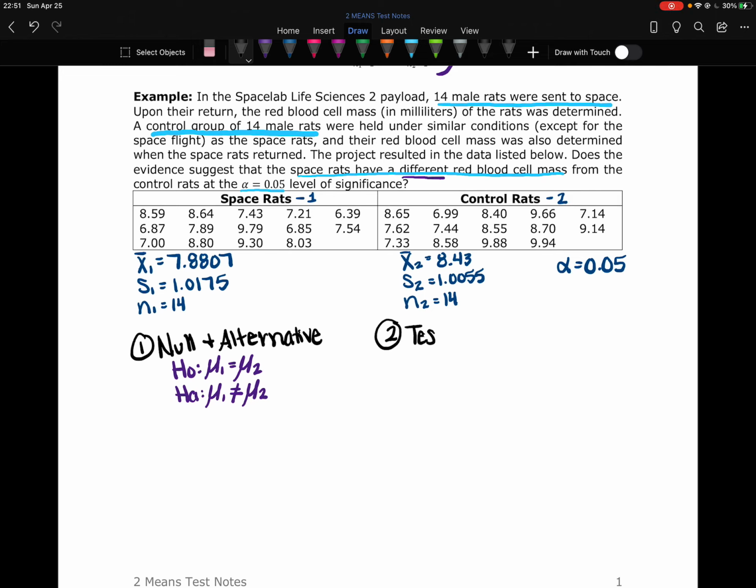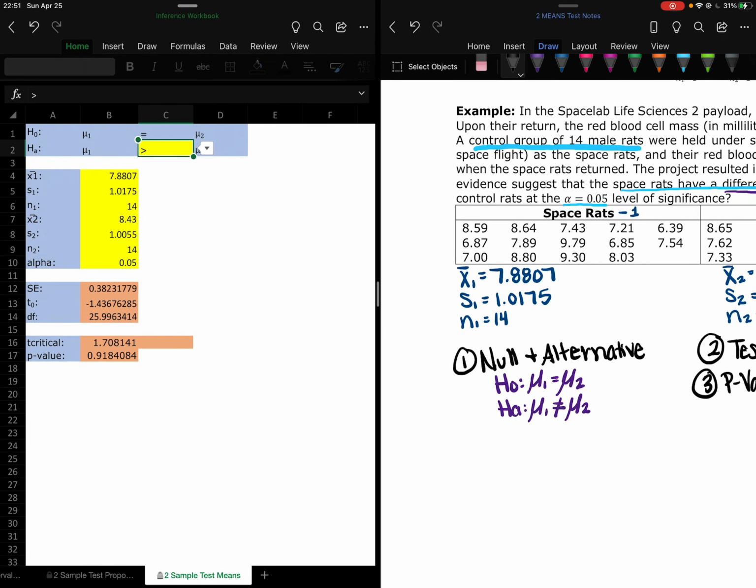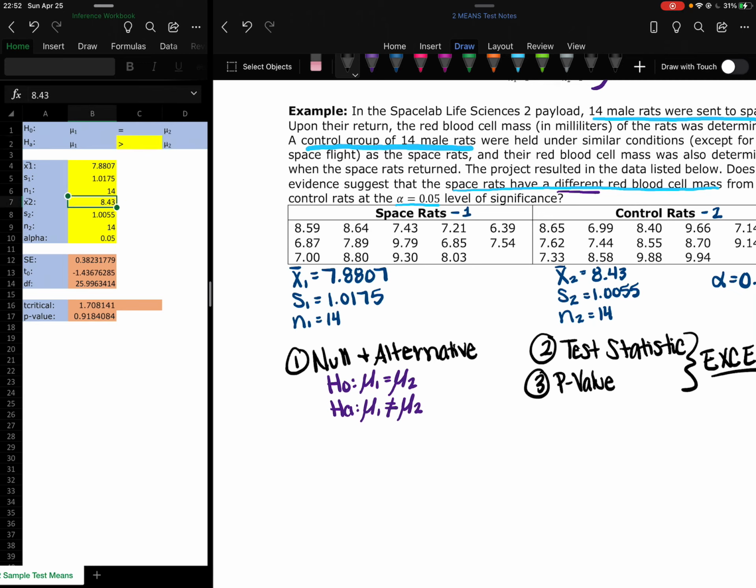So we're going to find our test statistic and our p-value. And we're going to use Excel to do both of these. So I'm going to go ahead and open up my Excel spreadsheet. There we go. And I already have it loaded to the 2 sample test means. It's right next to the 2 sample test proportions.